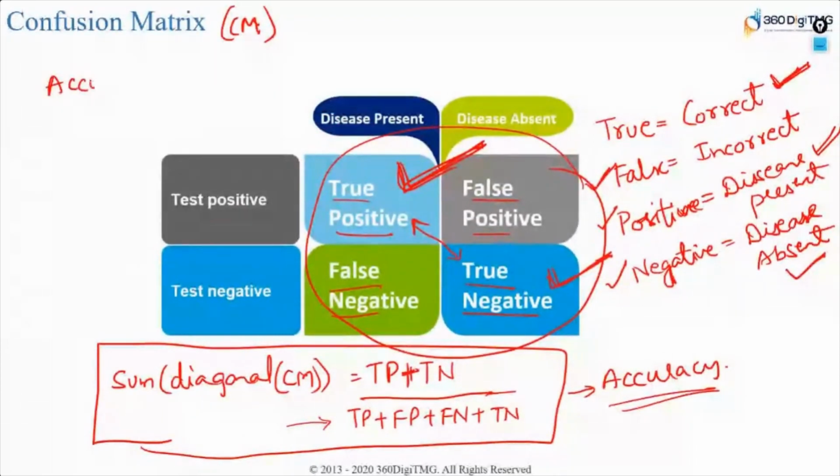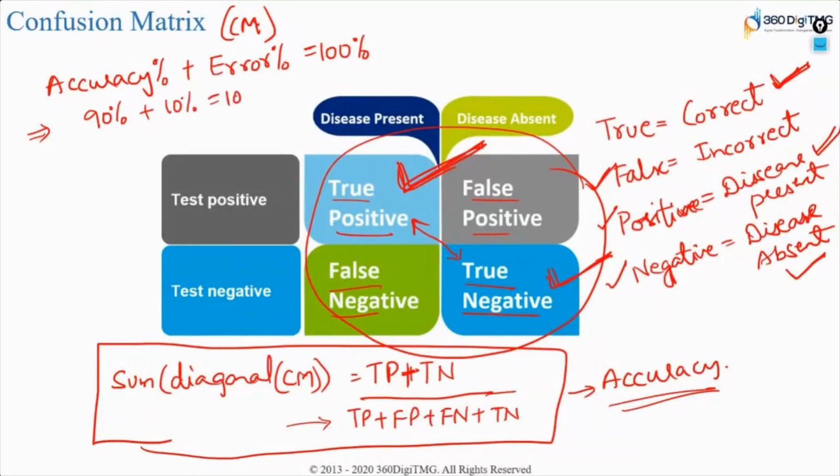So remember one thing, friends. Always, accuracy percentage plus error percentage will be equivalent to 100%. Which means if the accuracy is 90%, then error should be 10%. Only then you will get overall 100%.